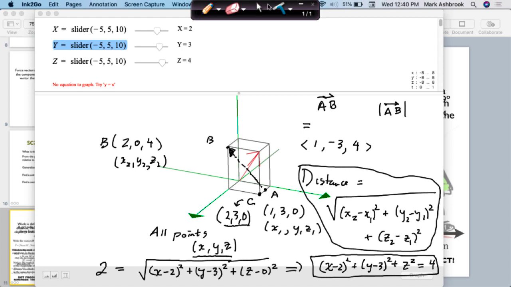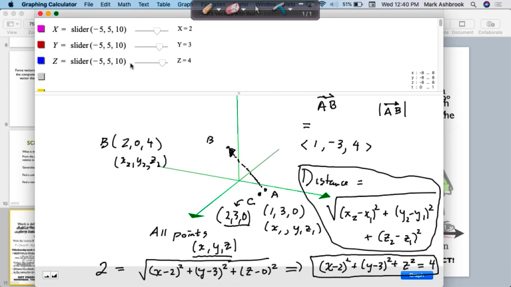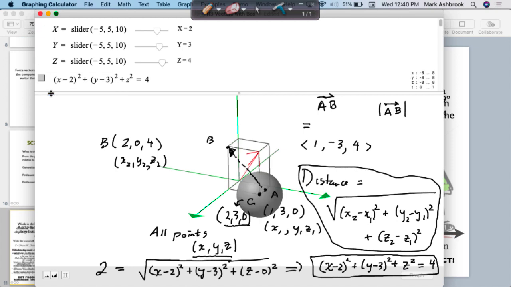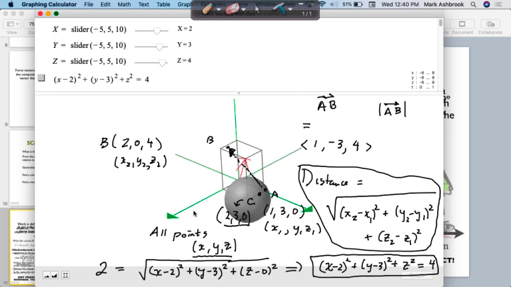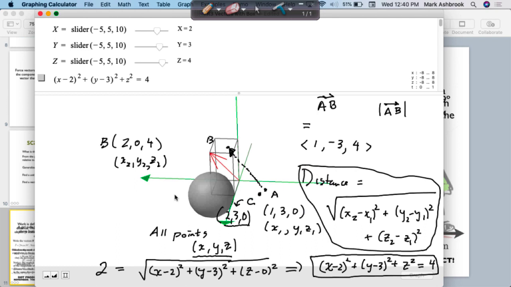So if I come over here and put that in, x minus 2 squared plus y minus 3 squared plus z squared equals 4. I want to use transparency. I'm going to get all points that are 2 away from point C, and that's a sphere.